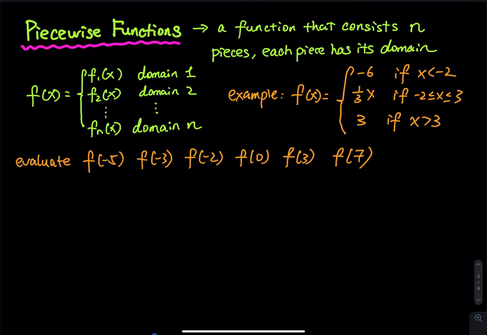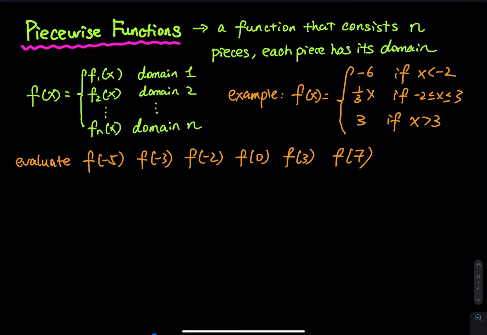So I have a big function, f of x. I cut this big function into little pieces, and each piece has its own room to live in. For example, I have f of x equals 3 pieces: negative 6 if x is less than negative 2, and then 1/3 x if x is between negative 2 and positive 3, and f of x equals 3 if x is greater than 3.